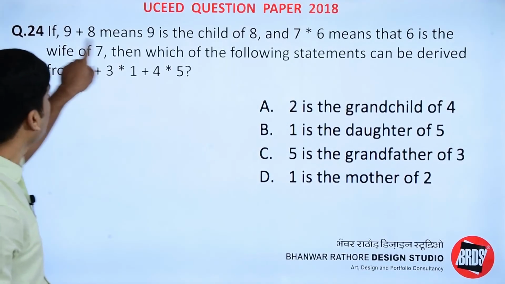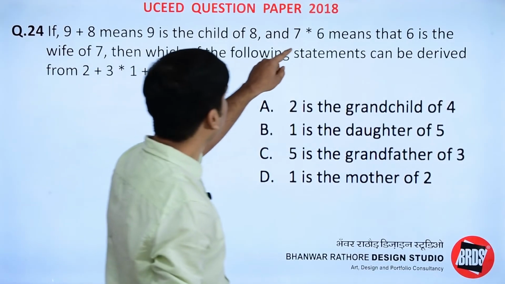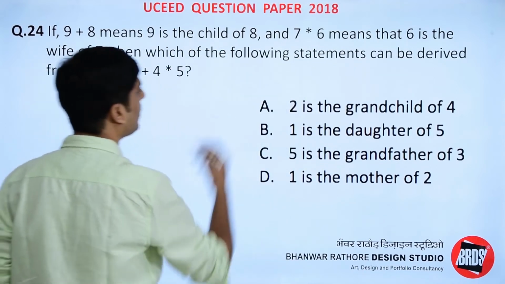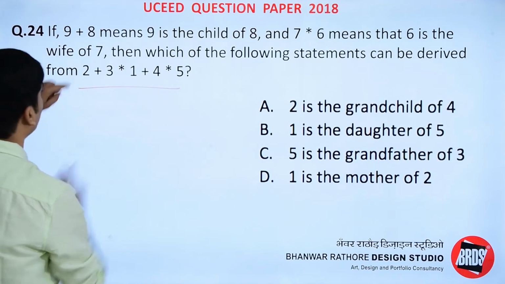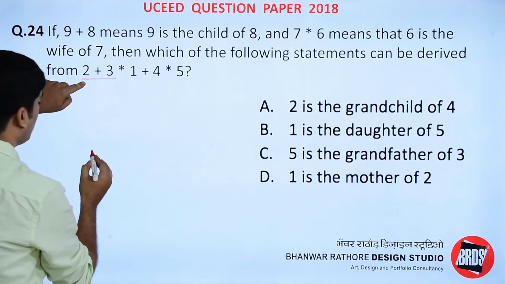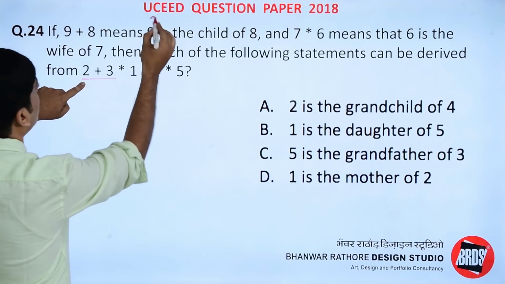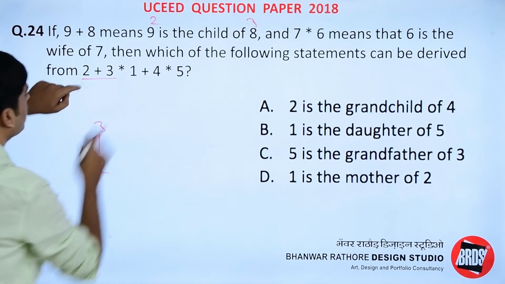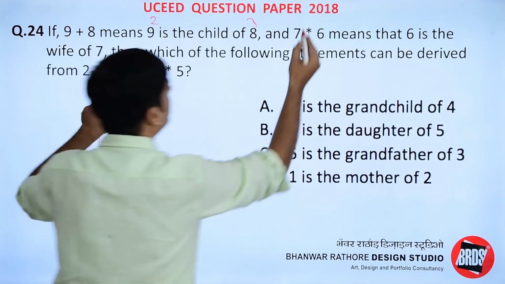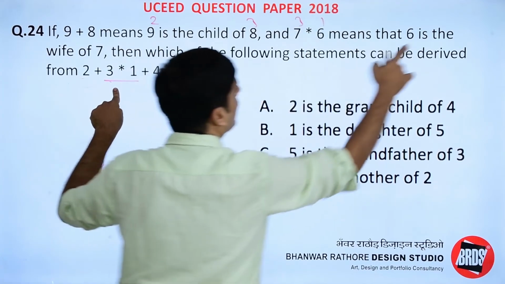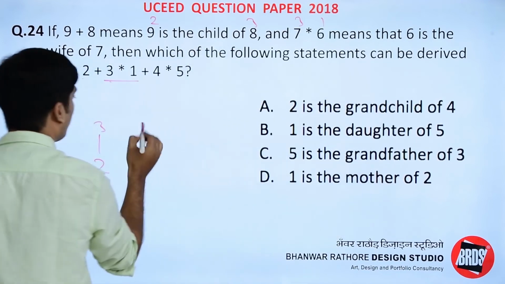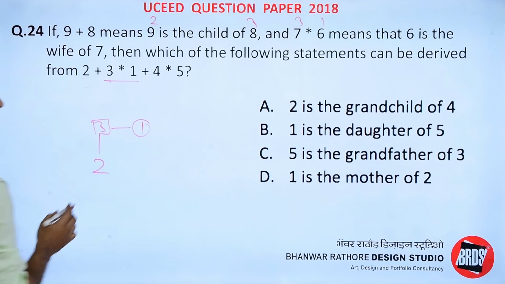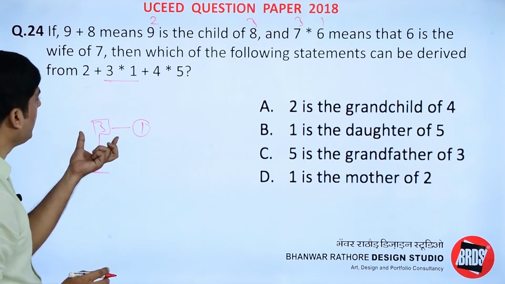If 9 plus 8, it means 9 is a child of 8. 7 star 6, it means 6 is the wife of 7. Then which of the following statements can be derived from this information? First of all, we will consider this one. 2 plus 3, it means 2 is a child of 3. Later 3 and 1, it means 1 is the wife of 3, it means 1 would be female, 3 would be male. I am denoting female with a circle and male with a square.